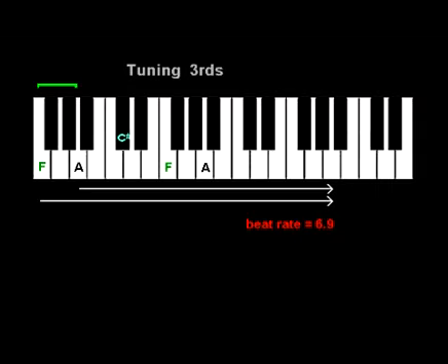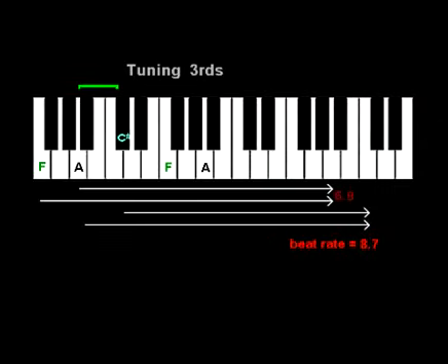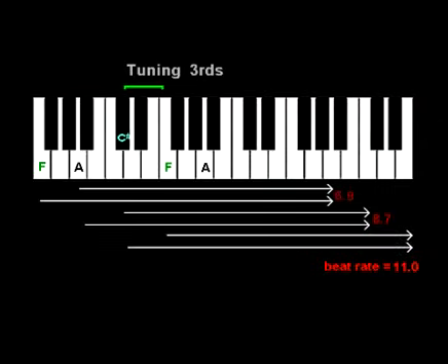One of the tools that a tuner uses is what's called the ladder of thirds, where each successive beat rate is faster. So when you tune the F to the A, and then the A to the C sharp, and then C sharp to the F, and that F to the A again, you have 4 of these thirds. Each successive one beats a little bit faster than the one below it.